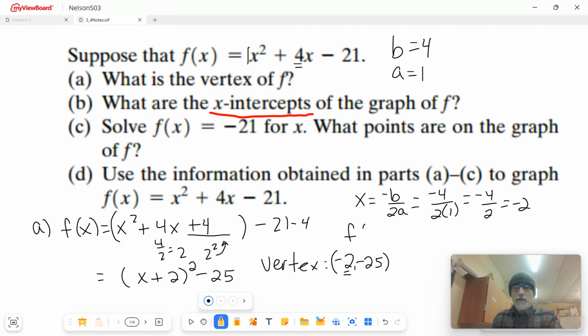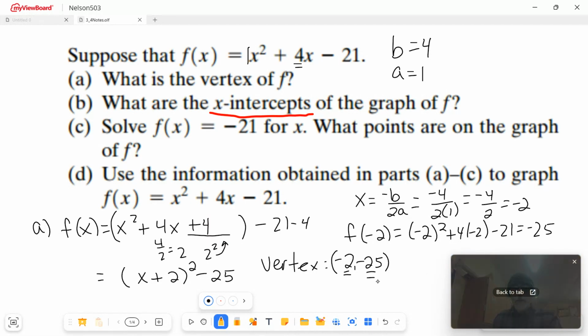Now I go f of -2, and I end up with (-2) squared plus 4 times -2 minus 21. That comes out to be -25. You can see that right there. All right, I hope I've made part A clear.